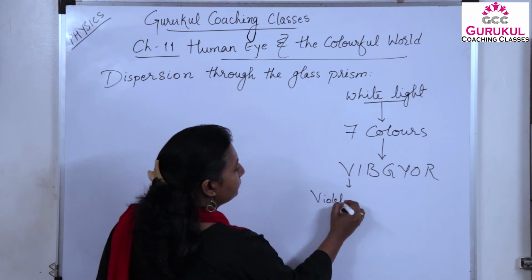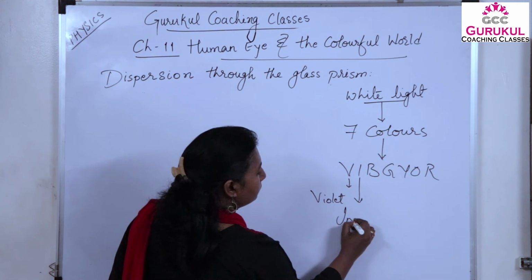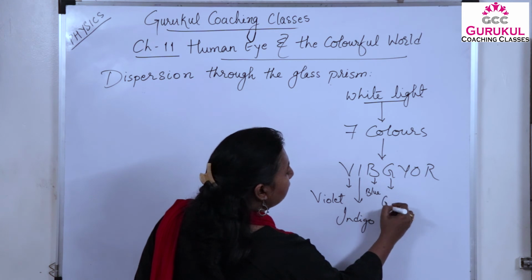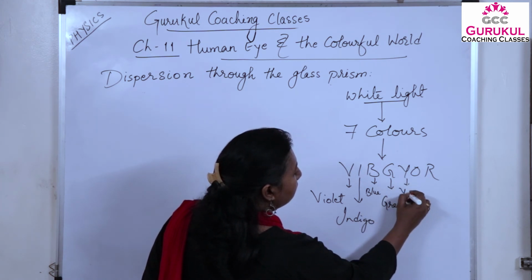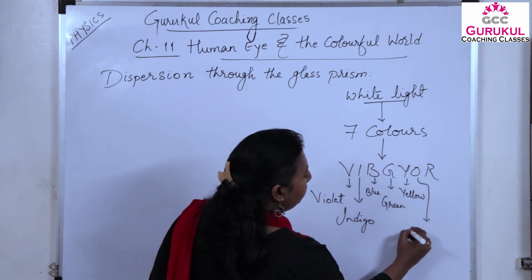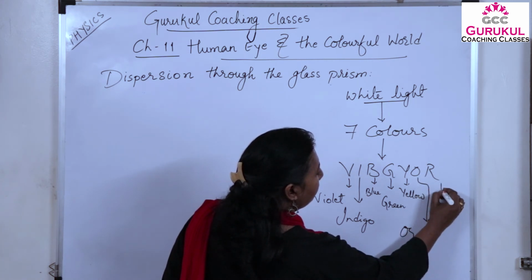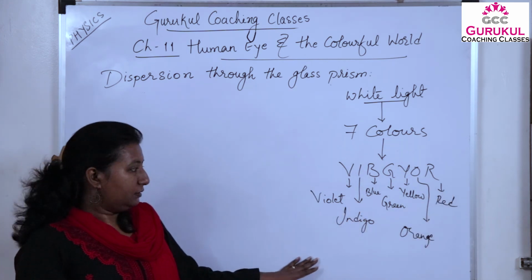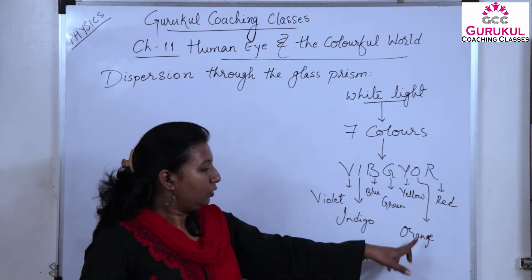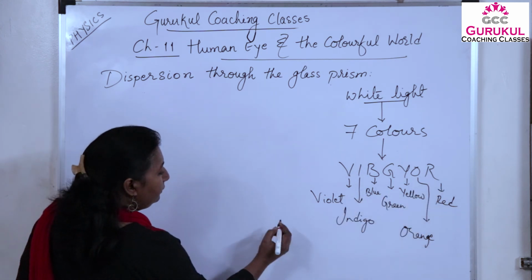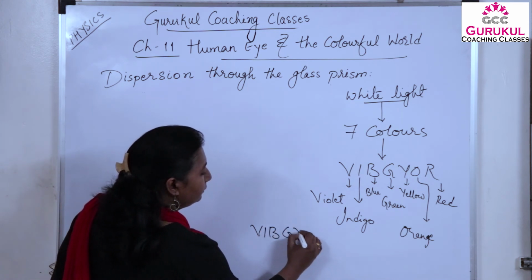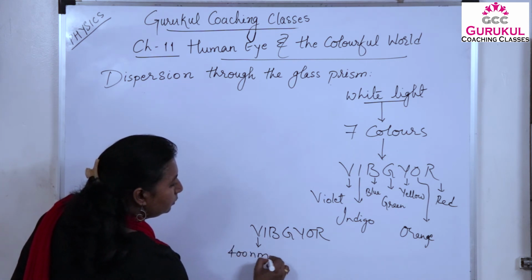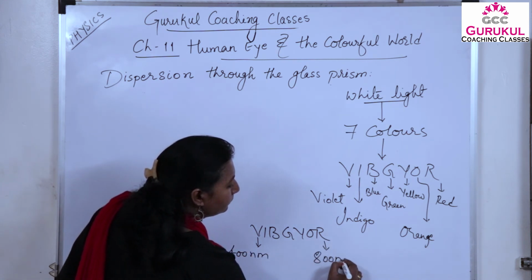violet, indigo, blue, green, yellow, orange and red, right? The white light is made up of all these 7 colors: violet, indigo, blue, green, yellow, orange and red. The wavelength of this white light is in the range of 400 nanometers to 800 nanometers, right?